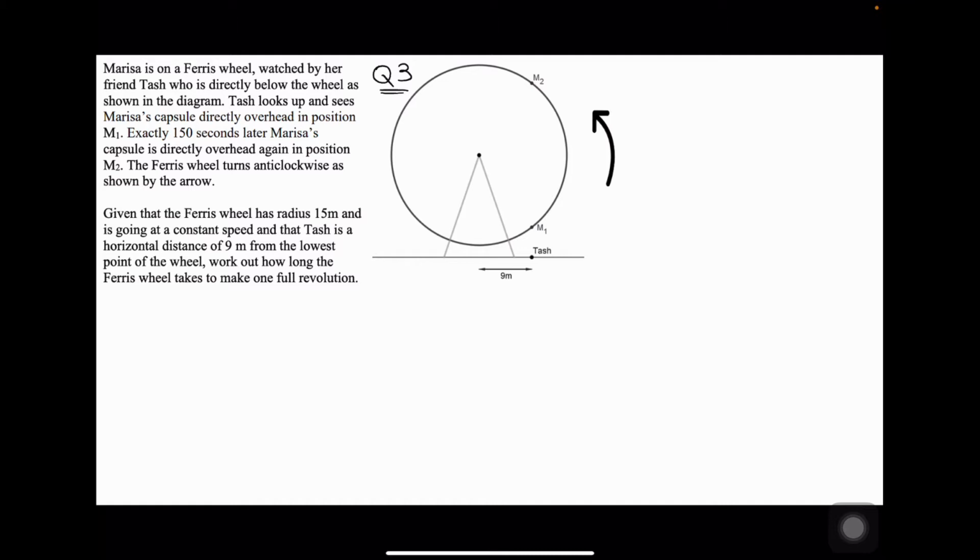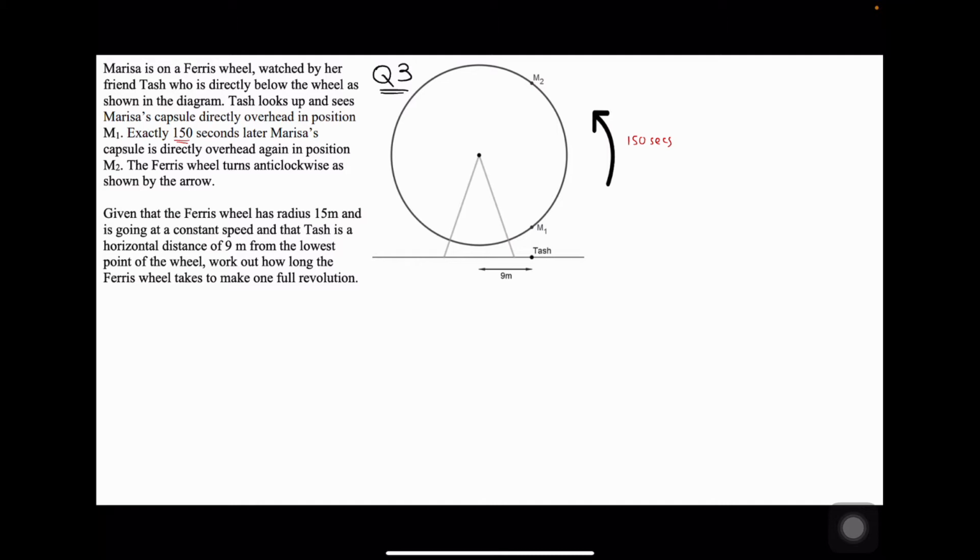So Marissa is on a Ferris wheel watched by a friend who is directly below the wheel. Tash looks up and sees Marissa's capsule directly overhead in position M1. Exactly 150 seconds later, it's onto M2. So I'll write here 150 seconds between the capsule going from M1 to M2. The Ferris wheel turns anti-clockwise.